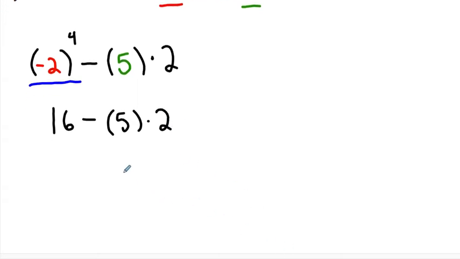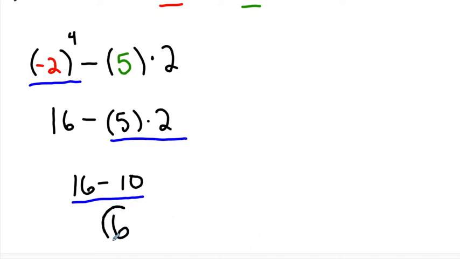Next, multiplying and dividing. Well, I only have one thing here to multiply and divide, and that's 5 times 2. So we'll do that in that step. So bring down the 16 minus 5 times 2 is 10. Pretty simple problem here. There weren't a whole lot of steps. 16 minus 10 gives you a final answer of 6.